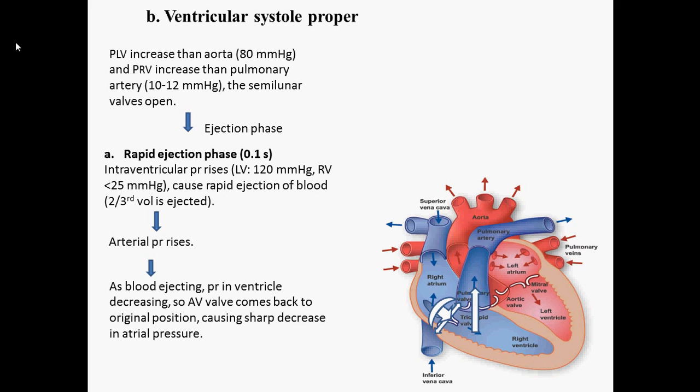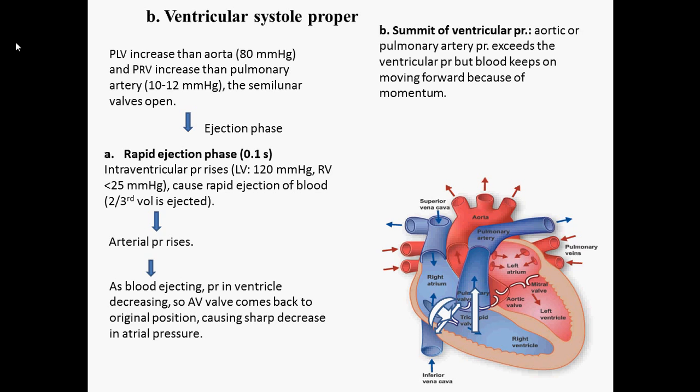Now the next is the next ejection phase, the summit of the ventricle pressure. So here the aortic or pulmonary artery pressure slightly exceeds the ventricle pressure, but because of the momentum of the blood, it keeps on moving toward the pulmonary artery or the aorta.